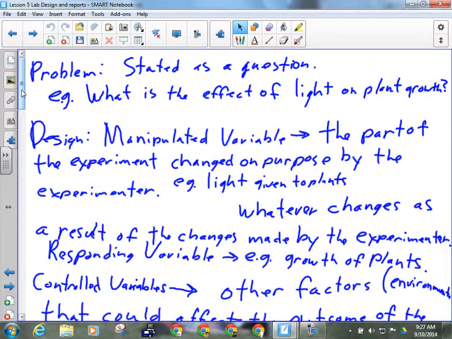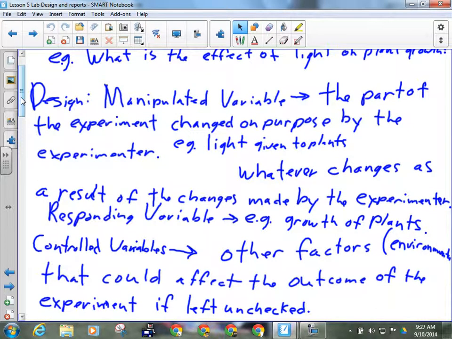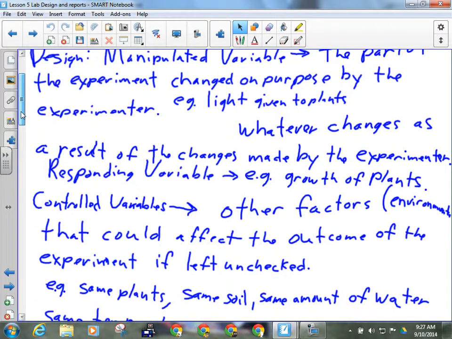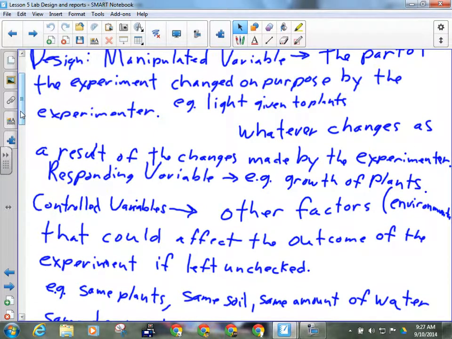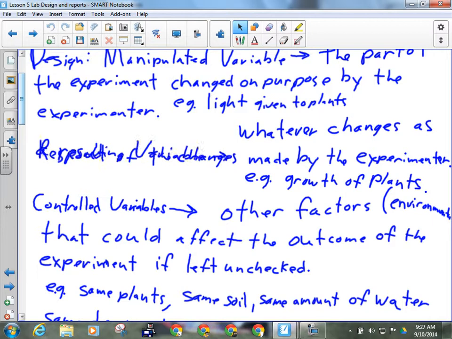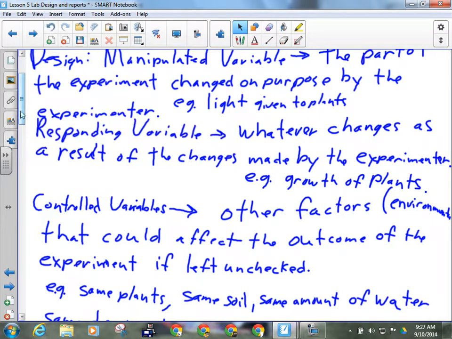Okay? The other way to say that would be whatever changes as a result. Okay? Or sorry, that's not right. That's in the wrong spot, because that got moved somehow.